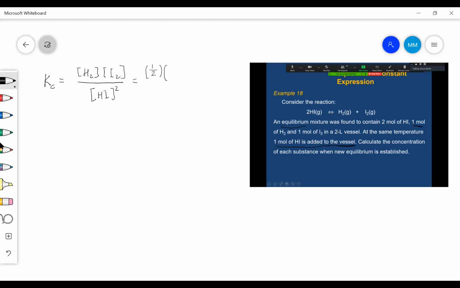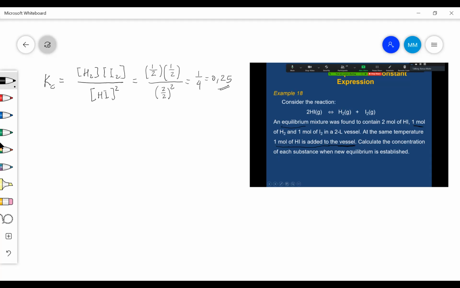I2 is also 1 mole here, and we divide by 2, so it is also half. Divided by HI, HI is 2 moles. 2 divided by 2 is 1, and squared. So it is half times half, which is 1/4. It's 0.25. This is the Kc. Do you agree? Yes. So we don't need to use ICE to find the Kc because it's already at equilibrium.